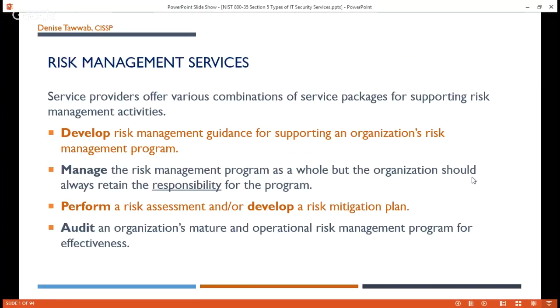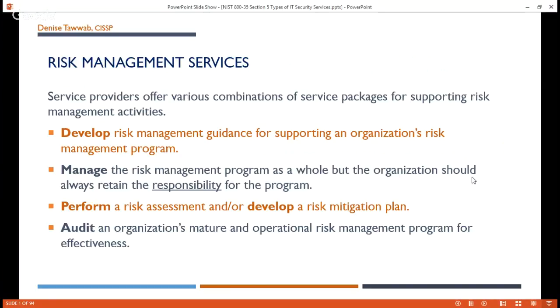Okay, some risk management services. Service providers can come up with a combination of service packages that support your risk management activities. This can include developing risk management guidance for supporting your organization's risk management program, managing the risk management program as a whole. But again, the organization is going to retain responsibility for the program, but you can hire someone to manage it for you. Also, they can perform a risk assessment and develop a risk mitigation plan for you.